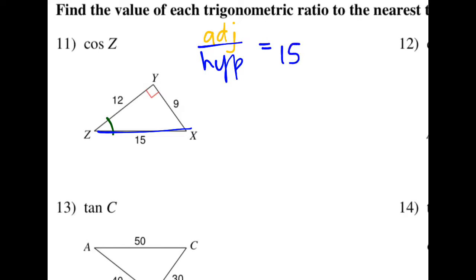Hypotenuse is 15. The adjacent is 12. So I could take 12/15 and just simply divide that into your calculator. Now looking at this, I know I could simplify the fraction a little bit, but really no need to. You can just take 12 divided by 15, and we're going to get a decimal. Plug that into your calculator, so the cosine of Z is equal to approximately 8/10.